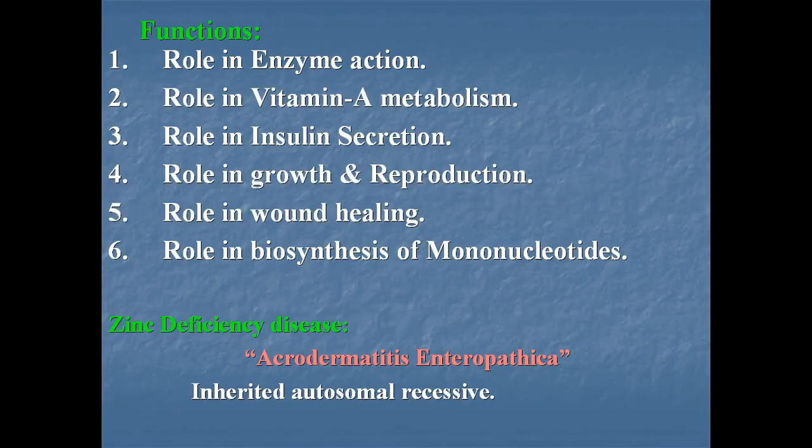Now, biochemical functions. Number one, role in enzyme action. Zinc is an integral part of several enzymes called metalloenzymes in the body. Superoxide dismutase is present in the cytosol of brain cells, liver cells, and blood cells. Here the zinc makes a complex with copper. Carbonic anhydrase, a zinc-containing enzyme, is available in RBCs, in parietal cells, and renal tubular epithelial cells. Leucine aminopeptidase is another zinc-containing enzyme of intestinal juice.